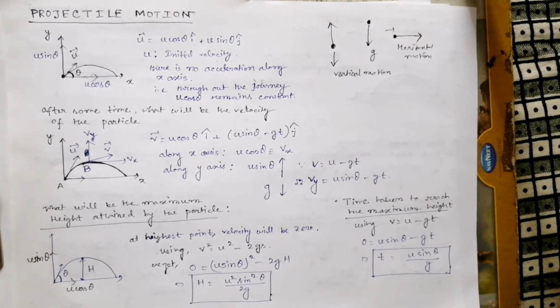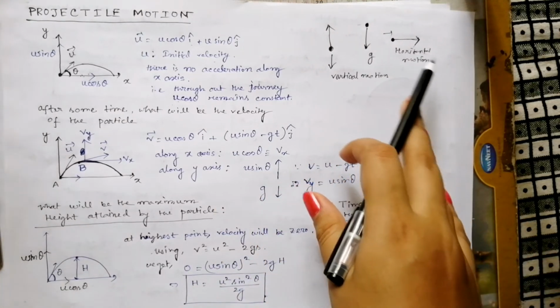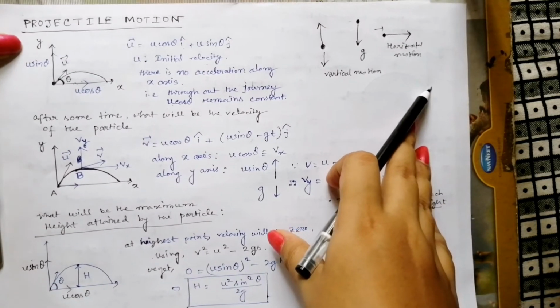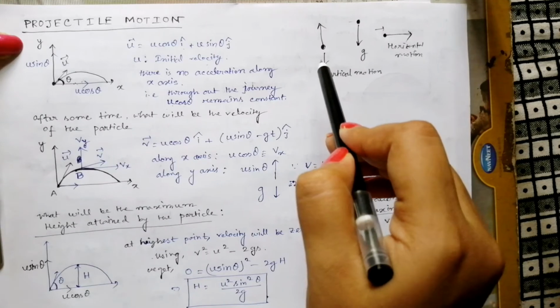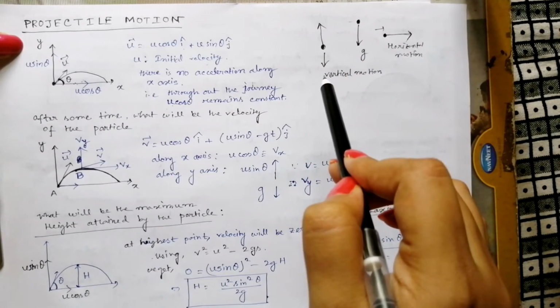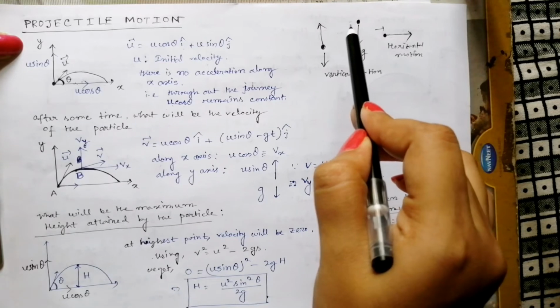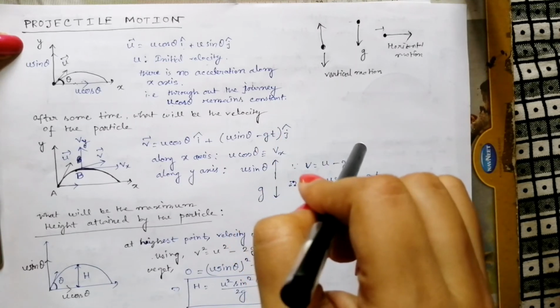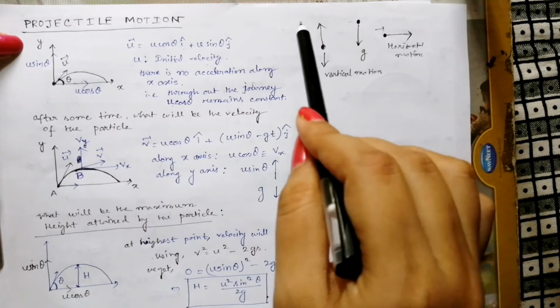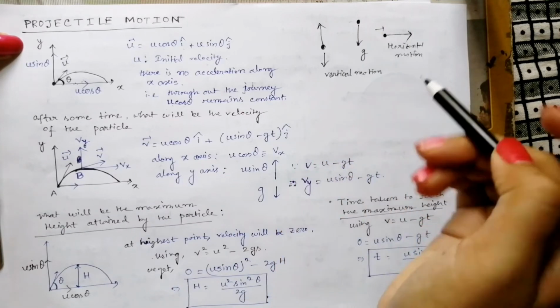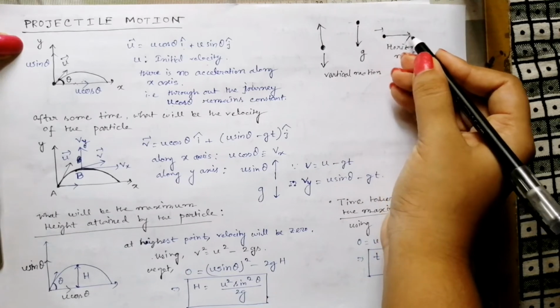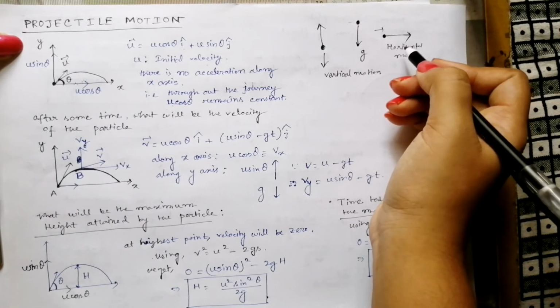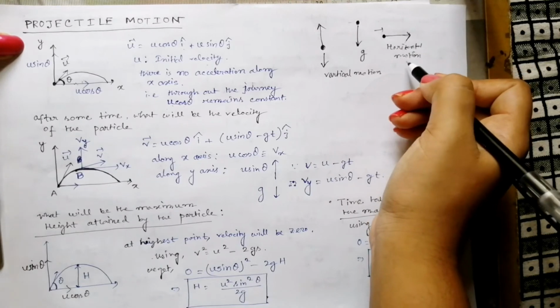So let's start with today's topic, projectile motion. First, let me tell you what this projectile motion is. You have learned in your previous classes, class 9 and 10, vertical motion and horizontal motion. What was this vertical motion? If we throw a particle upward, then gravity pulls it downward. And again, from a certain height, if I throw a particle downward, then this kind of motion is called vertical motion. Now, if I accelerate a particle horizontally, it will move a certain distance. This kind of motion is called horizontal motion.